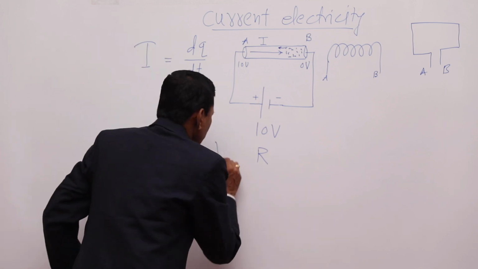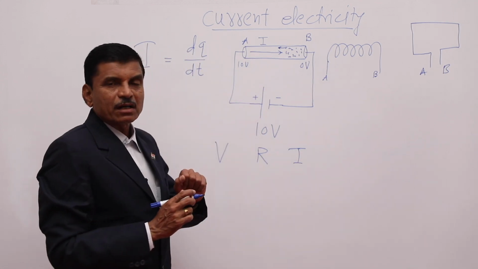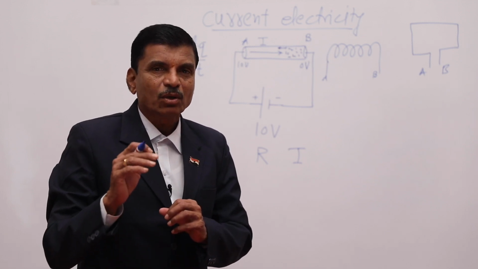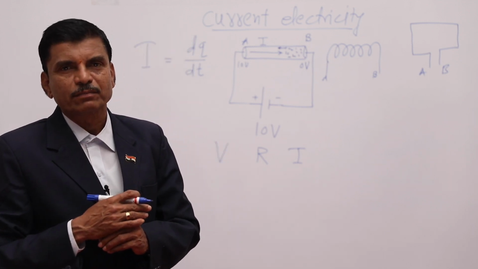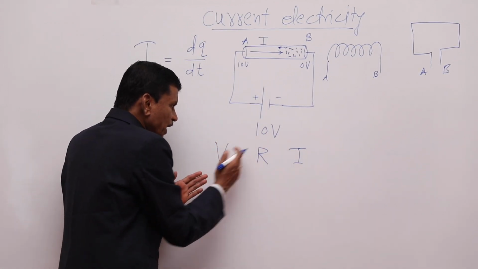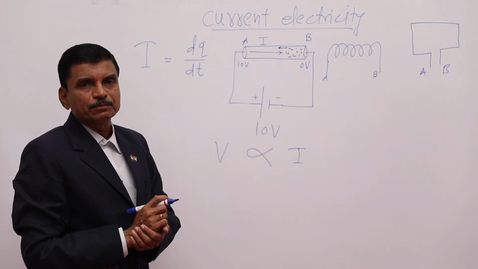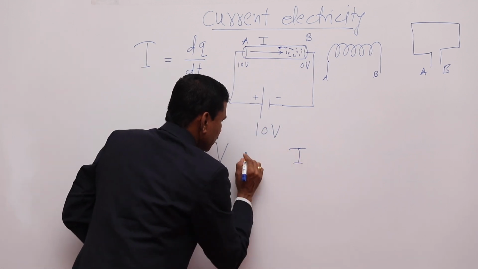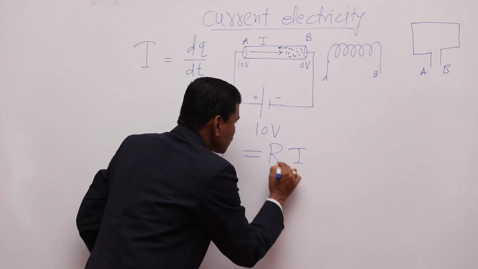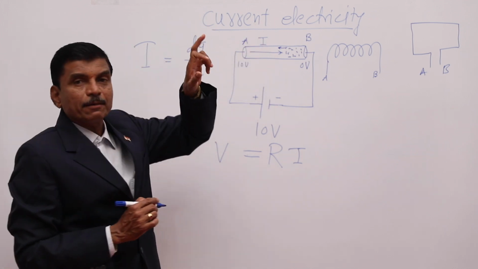Now, what is the relation between this potential difference V, current I and resistance R? Who has given this relation? Scientist Georg Ohm. We have studied Ohm's law. What is Ohm's law? Electric current in a conductor is directly proportional to potential difference, or potential difference is directly proportional to electric current. When we write an equality sign here, we must take some constant, and that constant is resistance. So this resistance is constant for this conductor.